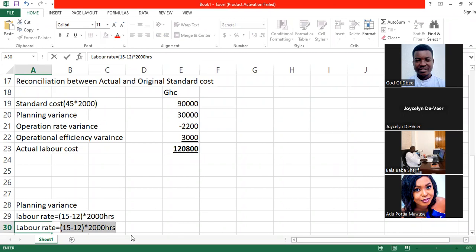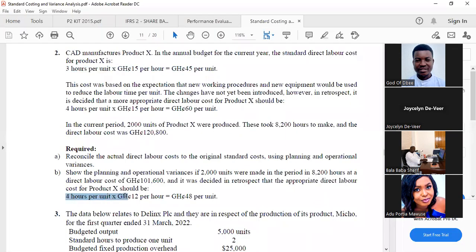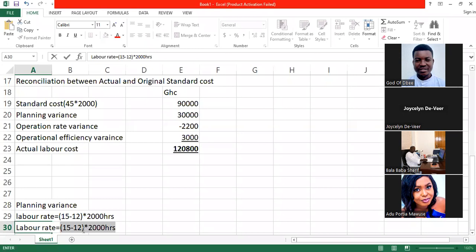If you come to the planning level, this is the actual performance for the planning level. So if you are producing 2,000 units and you are using 4 hours as the revised one, it means the actual hours will be 4 times this one. The actual 8,200 affects only the operational level. So the difference will give us what? 3 times 2,000 is 6,000. Am I correct?